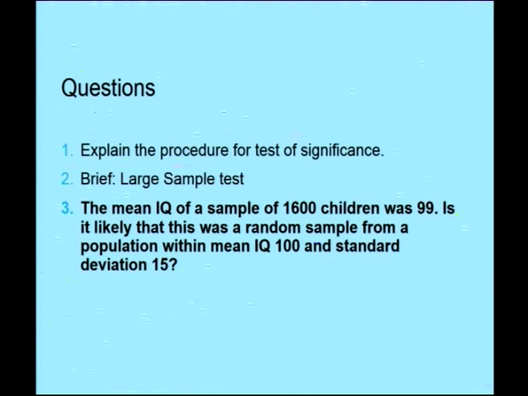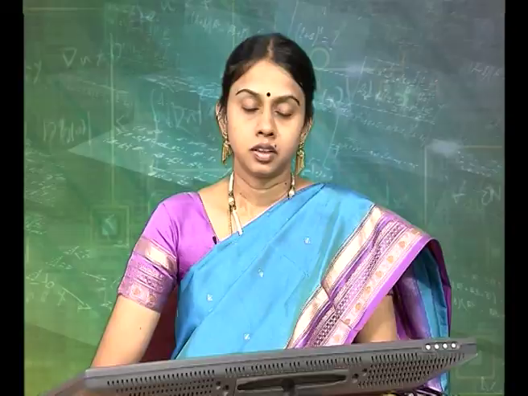and then the third question is based on a test for single mean. So, mean IQ of a sample of 1600 children was 99. Is it likely that this was a random sample from a population with a mean IQ 100 and standard deviation 15?